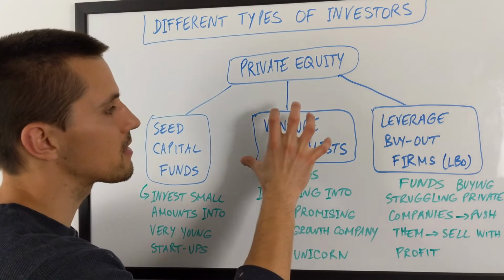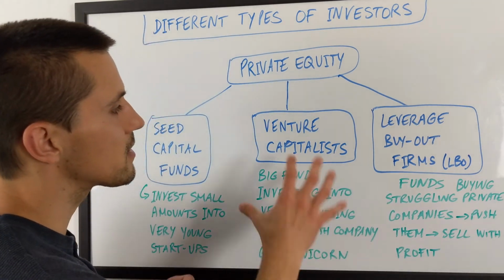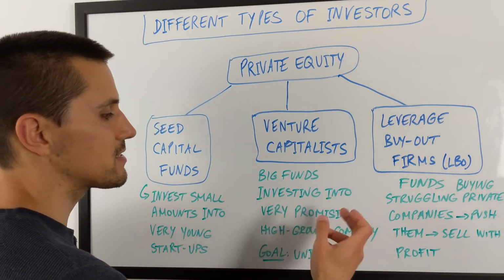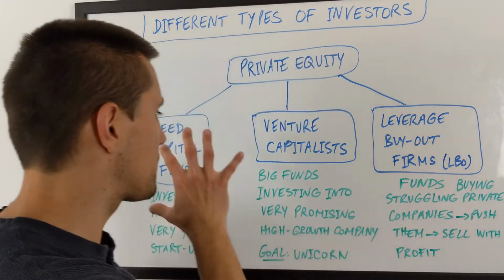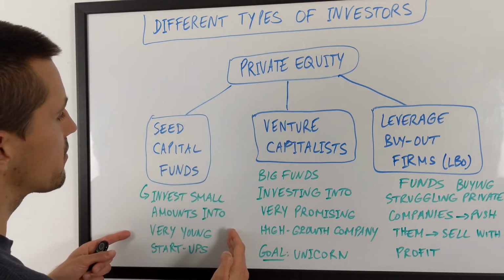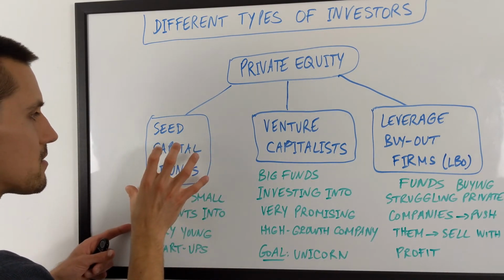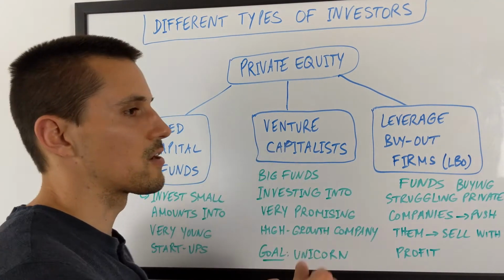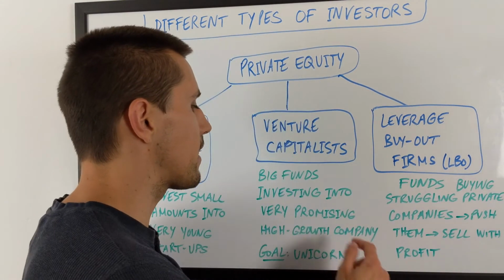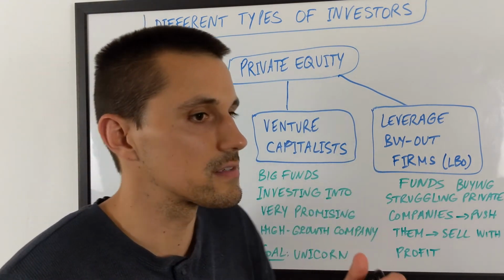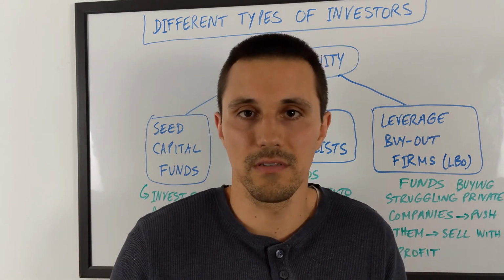So the goal of venture capitalists is, of course, to discover and to invest into future unicorns. That means venture capitalists are big funds investing into very promising high growth companies. The difference between here and here: this is very small and young companies and very small amounts, let's say up to 100,000 or something like that. And venture capitalists, it's going to be the funding rounds for several millions, 100 million sometimes even. So very big here, and this is very important for the economy, of course, because venture capitalists are kind of driving innovation and the companies of tomorrow, right?